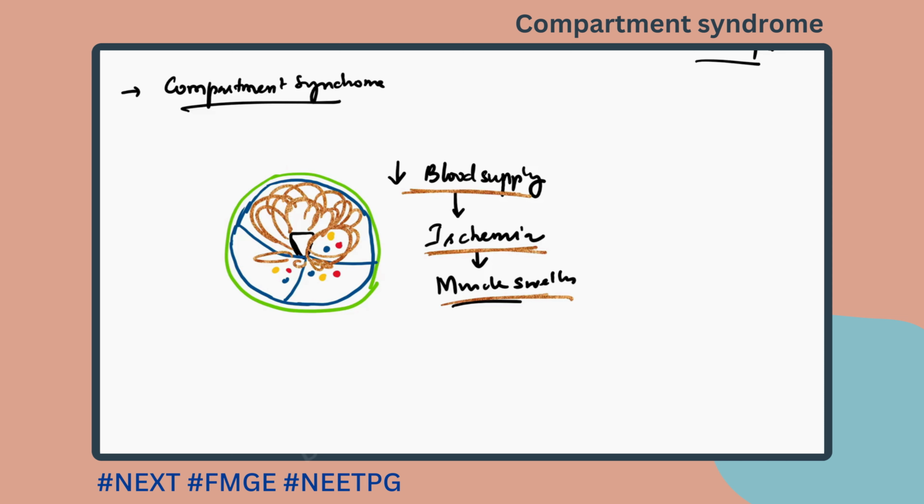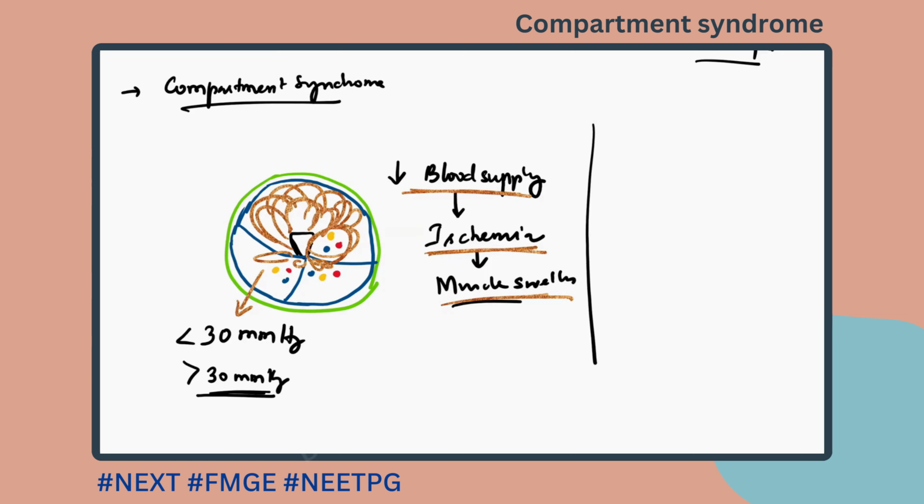Okay, normally within a compartment, the pressure should be less than 30 millimeter of mercury. If the pressure increases more than 30 millimeter of mercury, then it is called compartment syndrome. This is again an MCQ. When the pressure increases more than 30 millimeter of mercury, that is called compartment syndrome.